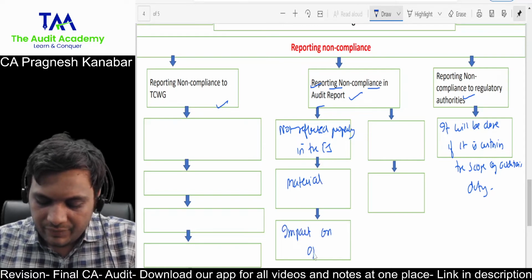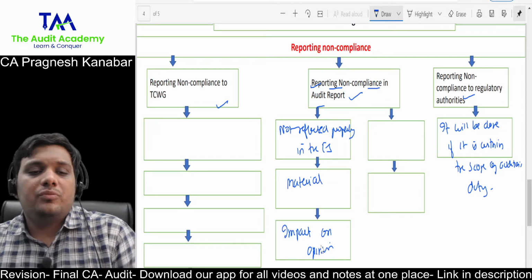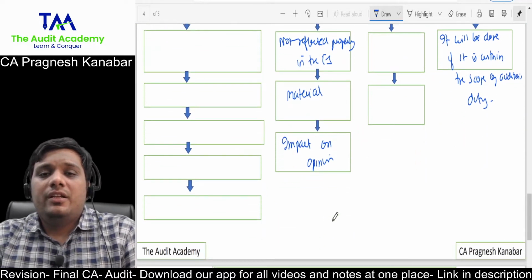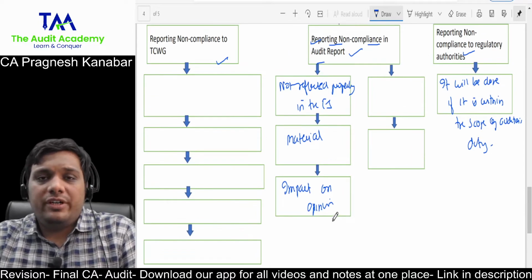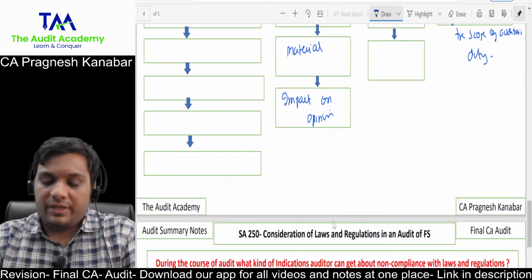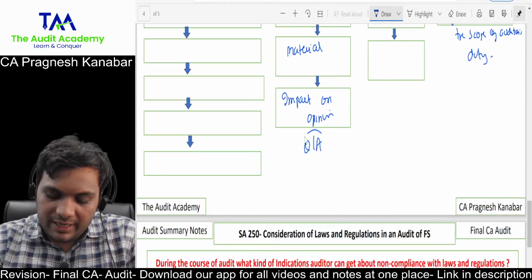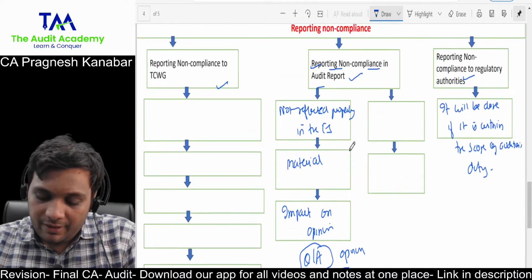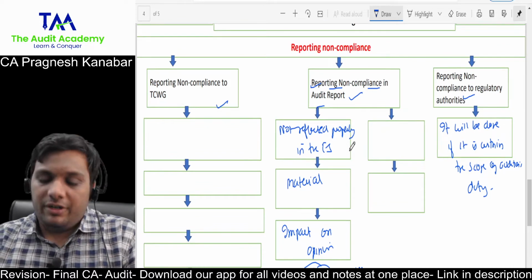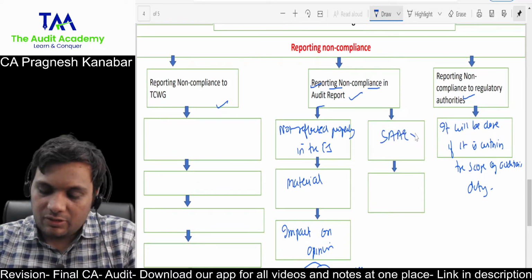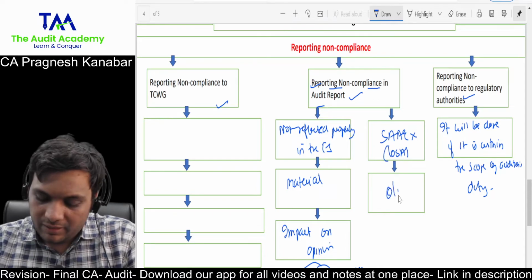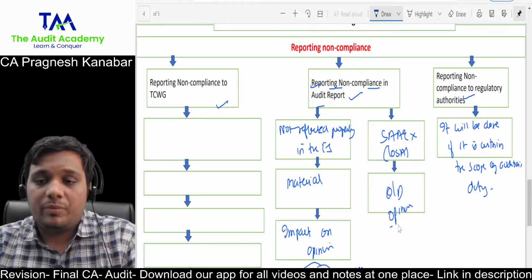opinion. And I have my lectures on YouTube. My in-house students already have an expertise in developing an opinion. So when you have obtained sufficient and appropriate audit evidence, if there is a material misstatement which is not rectified, then in that case it could be either a qualified or adverse opinion. Reporting non-compliance in the audit report, if sufficient and appropriate audit evidence is not obtained, that means there is a limitation on scope of audit, then it could be either a qualified opinion or a disclaimer of opinion.